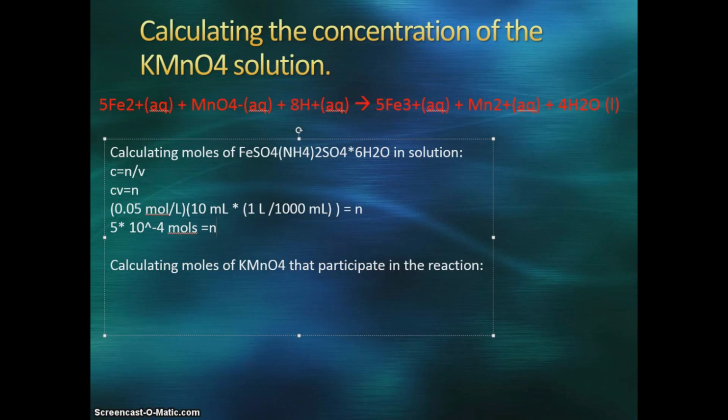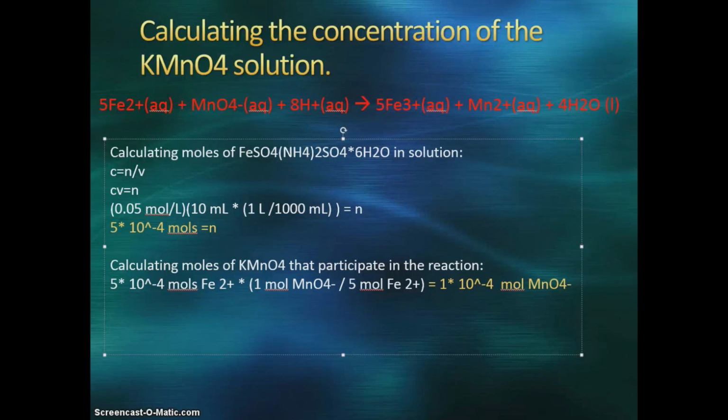In order to calculate the concentration of the analyte, first calculate the moles of iron 2 ammonium sulfate hexahydrate in solution. Multiply the concentration at 0.05 moles per liter by the volume of iron 2 ammonium sulfate hexahydrate solution in the Erlenmeyer flask. Since the permanganate ion and the iron 2 ion react in a 1:5 ratio, divide the number of moles of iron 2 ammonium sulfate hexahydrate by 5 to give the number of moles of potassium permanganate that participate in the reaction. We get that 0.0001 moles of potassium permanganate participate in the reaction.